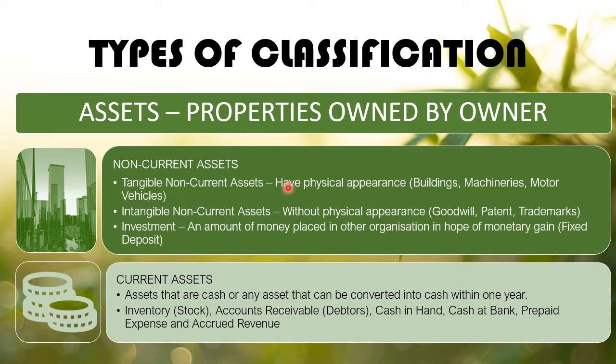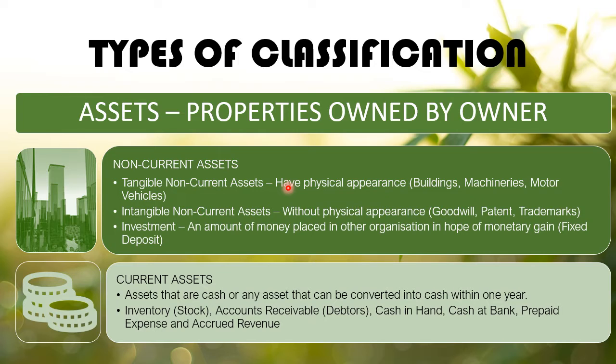But for intangible non-current assets, those are the assets that we own but they don't have any physical appearances, such as patents, trademarks, goodwill, copyrights. For example, let's say that one of the reasons why your product is being sold as compared to your competitors' product is because you have your own trademark that makes the customer go to your product. So we call that an intangible non-current asset.